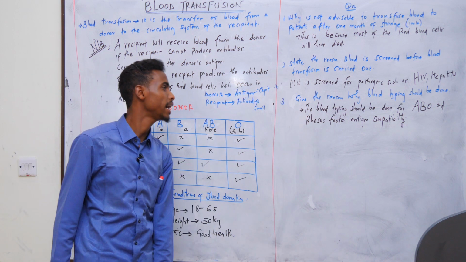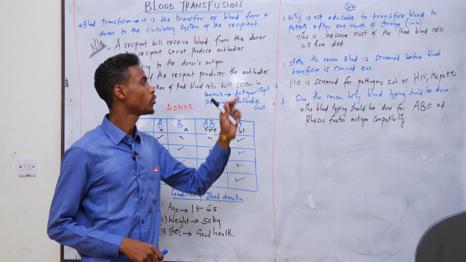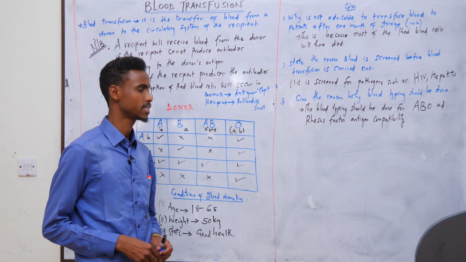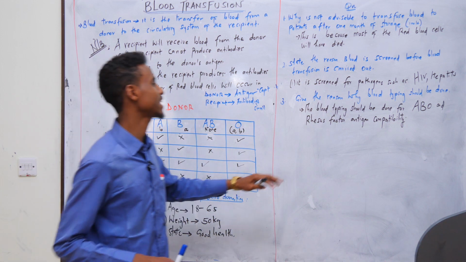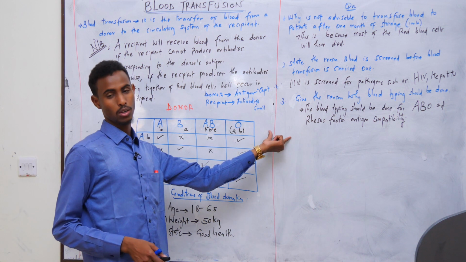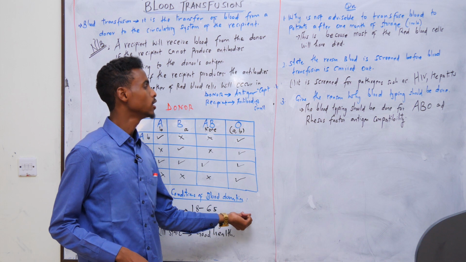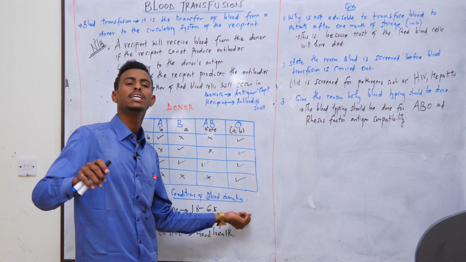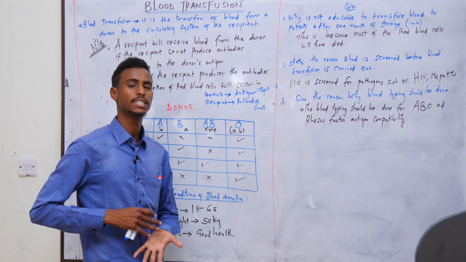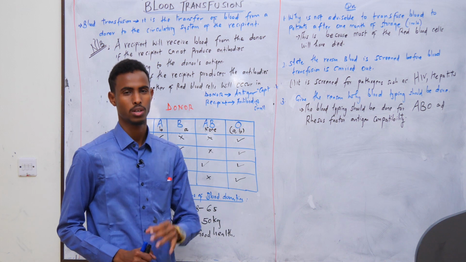State the reason why blood is screened before transfusion is carried out. Blood is screened for pathogens such as HIV, hepatitis, and any other diseases. Number 2, why should blood typing be done? For example, why should we check the blood group of the donor and the blood group of the recipient? So that we can know if they are compatible or not, so that we can decide whether blood transfusion can occur or not.